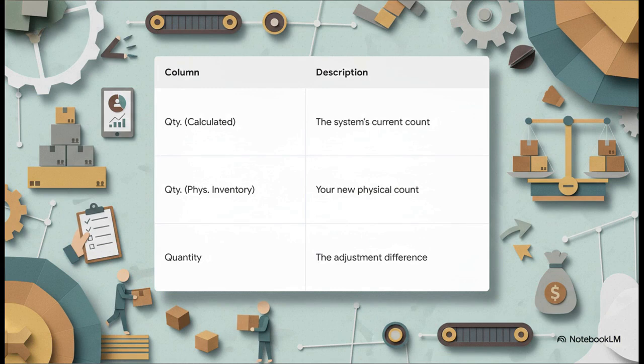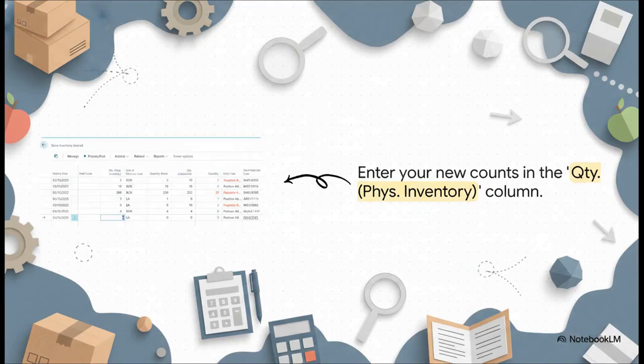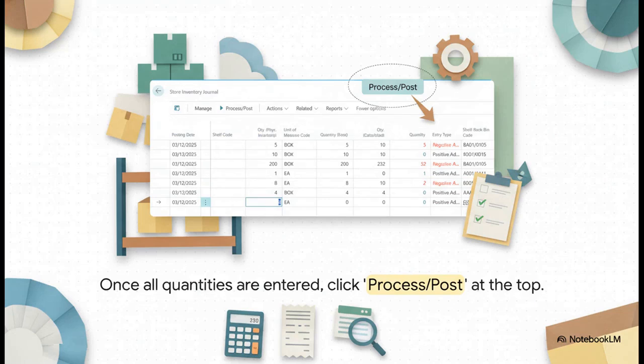Before you start typing, let's just quickly break down these 3 really important columns you'll be using. All right, go ahead and start typing your actual physical counts right into that quantity physic inventory column. Once you've got all your new numbers in there, just head up and click on Process/Post.